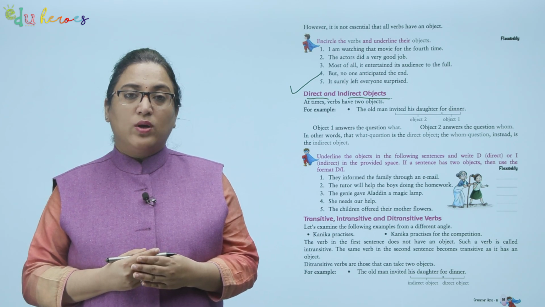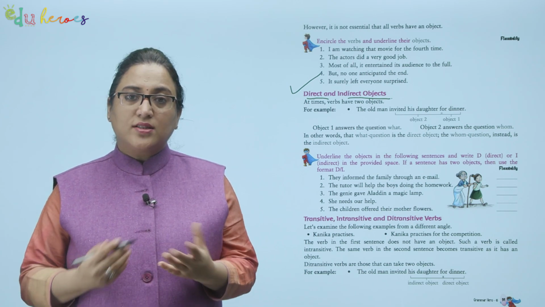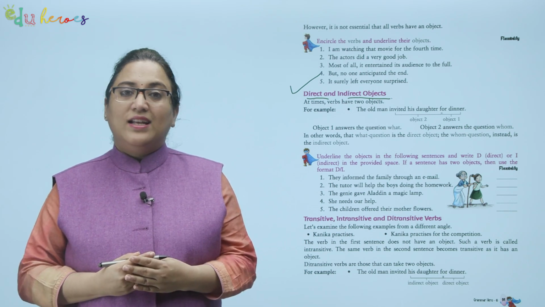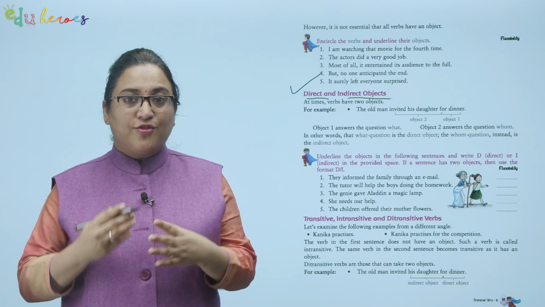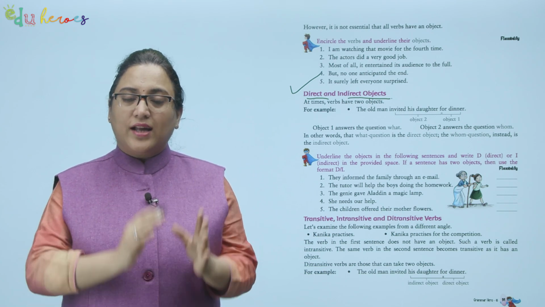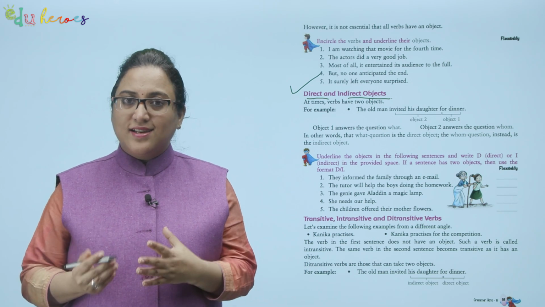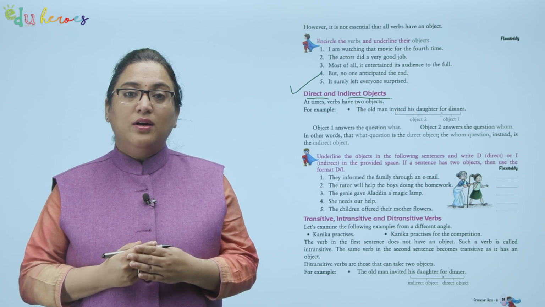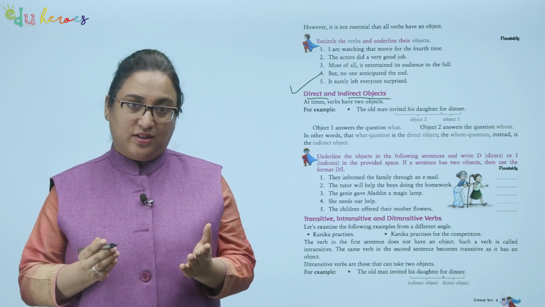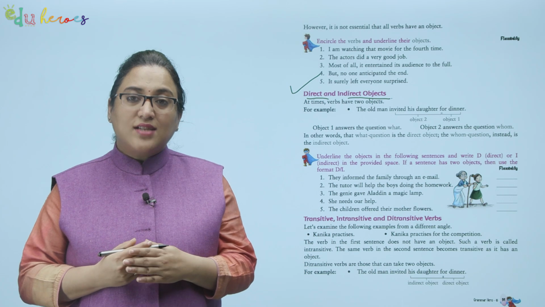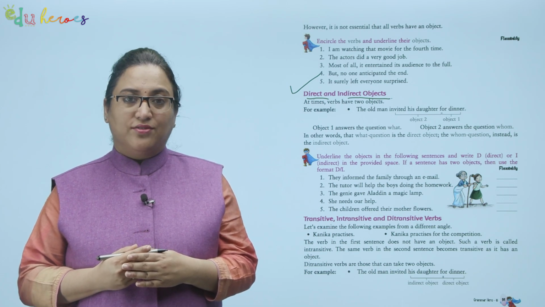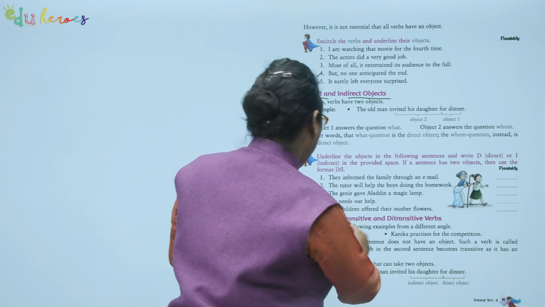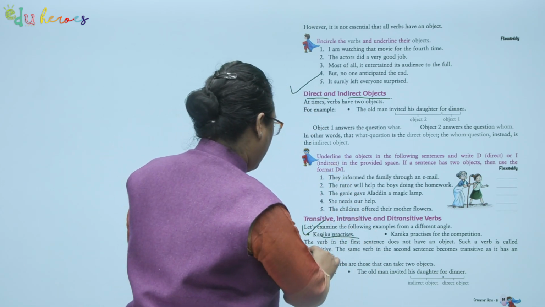And now we will study transitive, intransitive and ditransitive verbs related to object only. Let's examine the following examples from a different angle. Kanika practices, and the other sentence, Kanika practices for the competition. Now here the verb in the first sentence does not have an object, just Kanika practices. Such a verb is called intransitive, the one which doesn't have an object. So here, the first one is intransitive.